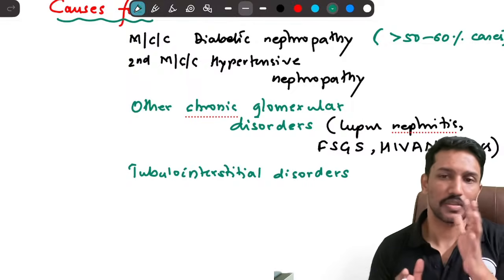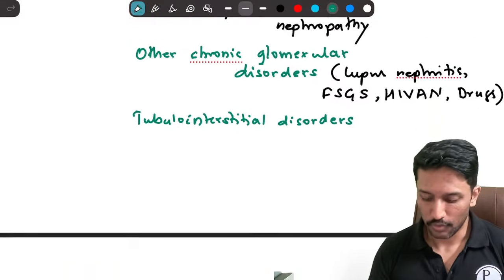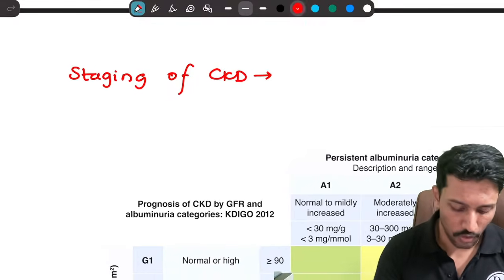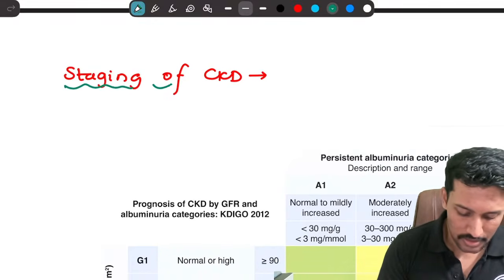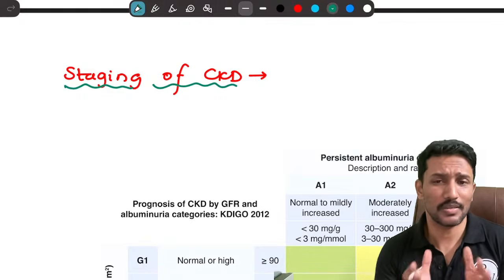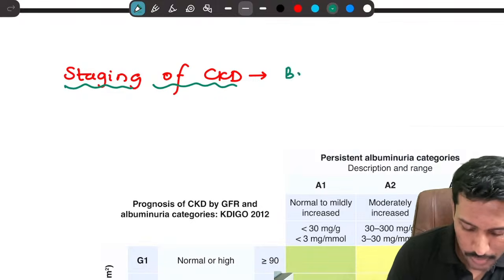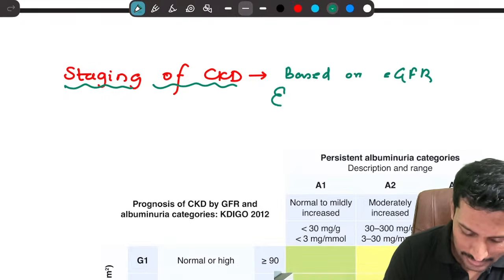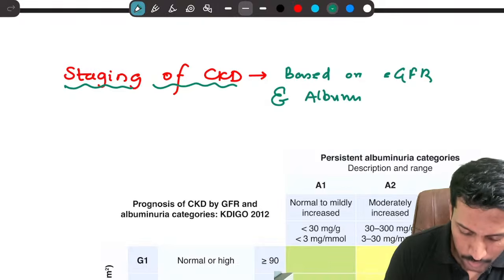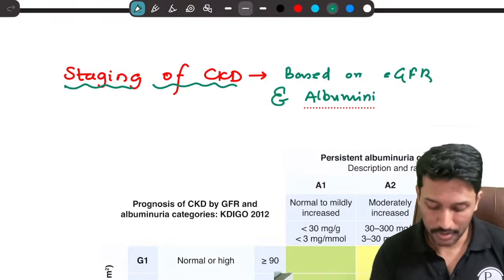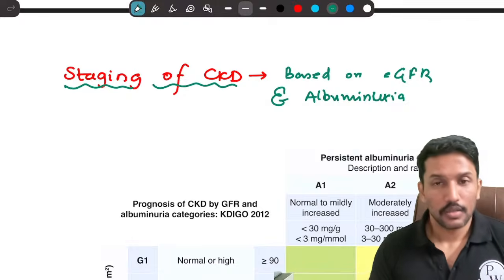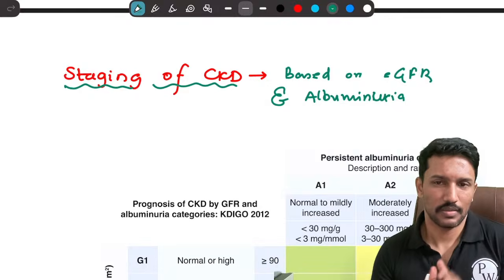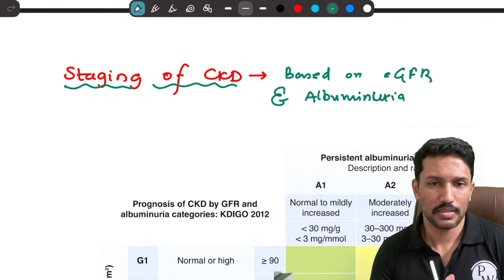Now let us say someone developed the declining GFR sustaining for 3 months or higher. Now we know that it is CKD. How do I stage it? Because in common conversation, we often talk about it is the stage 1 CKD, stage 2 CKD. So what is the basis for staging? The basis for staging is estimated GFR and albuminuria. Because when glomerular damage, you will have proteinuria. So the degree of proteinuria and the drop in the GFR. These are the parameters used for staging of the CKD.